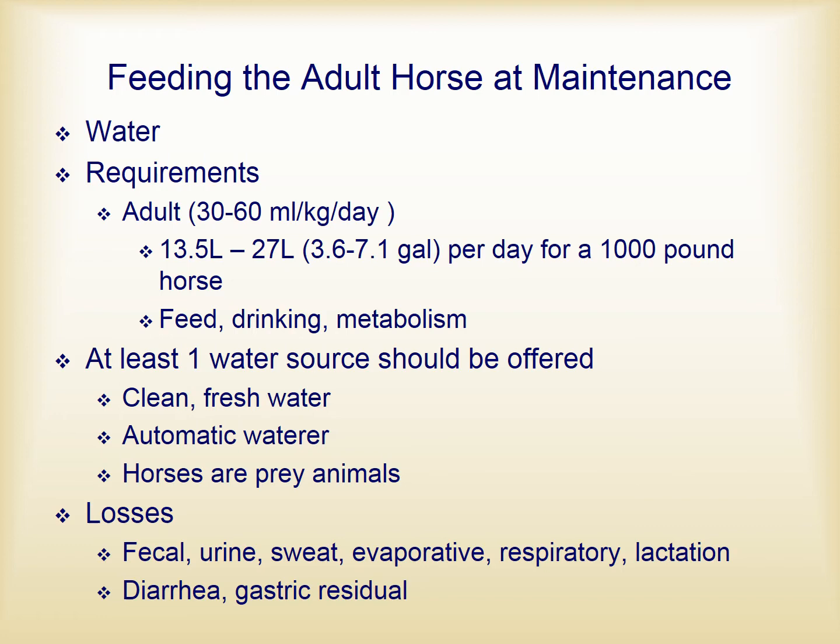This value will vary a little bit based on the individual animal. Horses obtain water from the feed that they eat, especially if they're eating pasture, which may be high in moisture. They'll obtain it from drinking. And finally, there'll be a small contribution from the metabolism of nutrients. In all cases, at least one water source must be offered, and ideally 2 water sources should be offered. It's important to provide the horse with clean, fresh water.